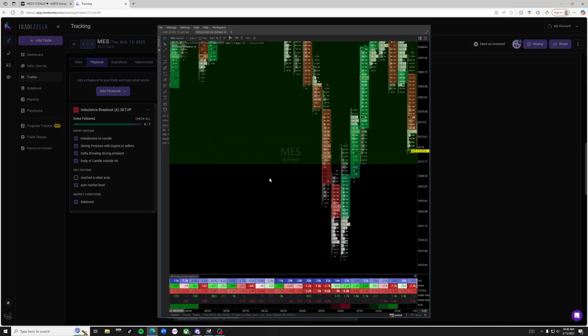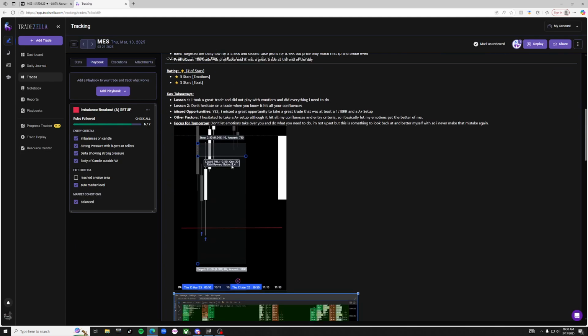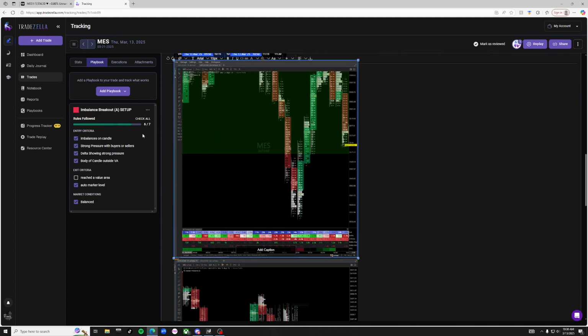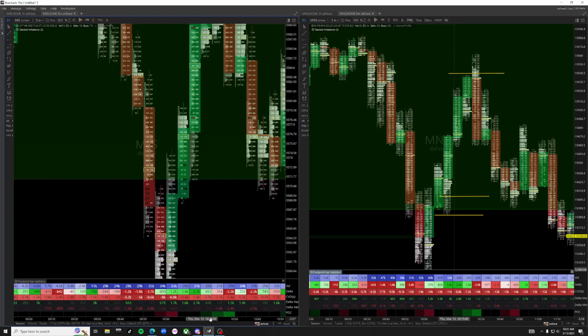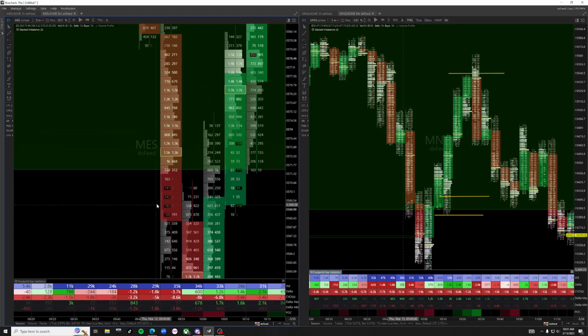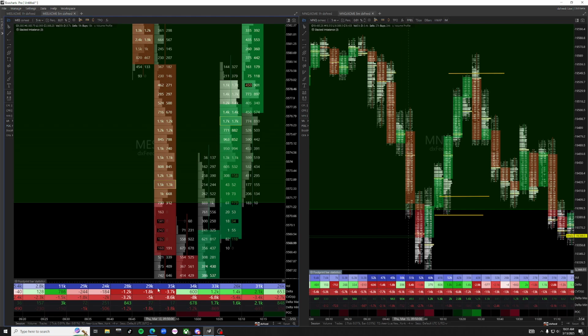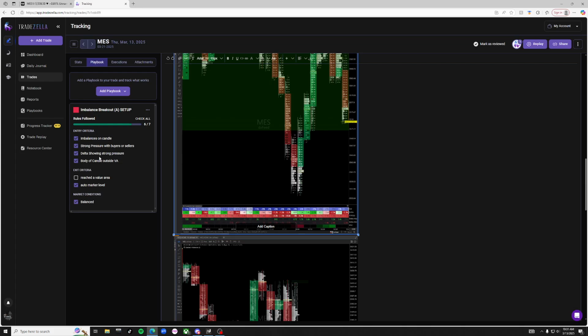So right here we can see, okay, it was an imbalance breakout A setup. It wasn't an A plus. It was an A setup. So what did we get? We get imbalances on the candle, as you can see. We get strong pressure with buyers or sellers. As you can see, delta imbalances on the candle. Body the candles out. We get strong delta with a huge amount of sellers coming in. Body the candles outside the value area.